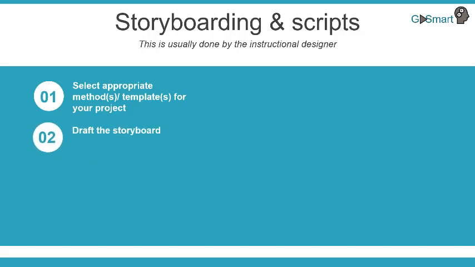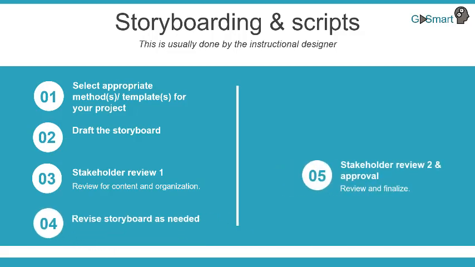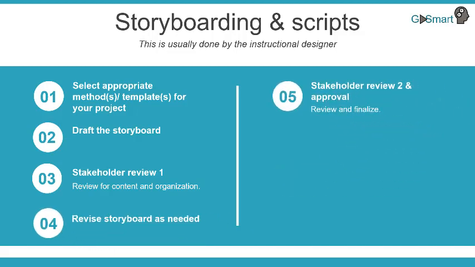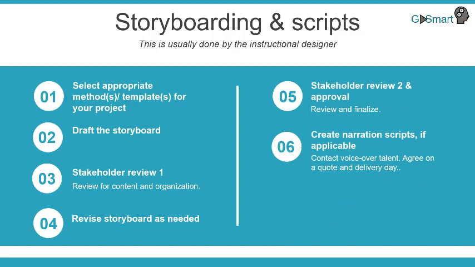Then you'll create the first draft of your storyboard. Have the stakeholders review and negotiate any content and organizational changes. Make the requested changes. Then, deliver the second draft of the storyboard. Have the stakeholders review and approve it. Finally, create the narration scripts if applicable.